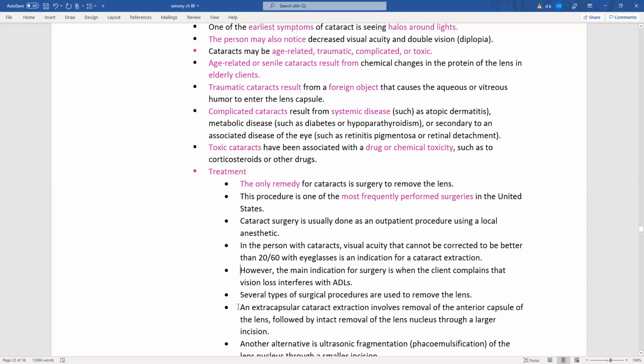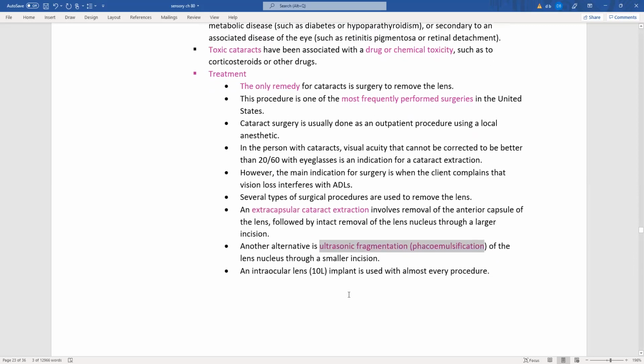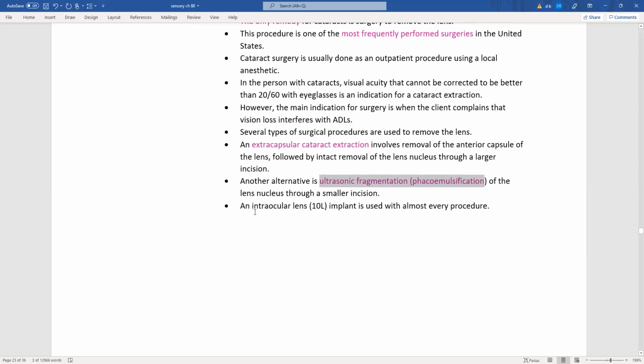Several types of surgical procedures are used to remove the lens. You got the extracapsular extraction, which involves removal of the anterior capsule of the lens, followed by the intact removal of the lens nucleus through a larger incision. Another alternative would be ultrasonic fragmentation, emulsification of the lens nucleus through a smaller incision. An intraocular lens implant is used with almost every procedure.